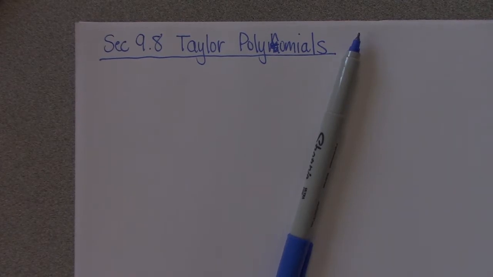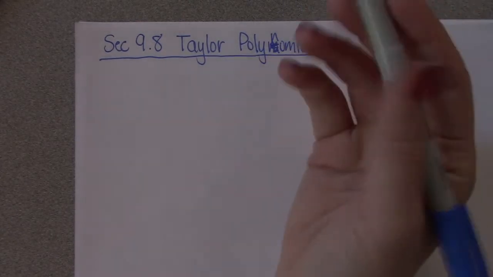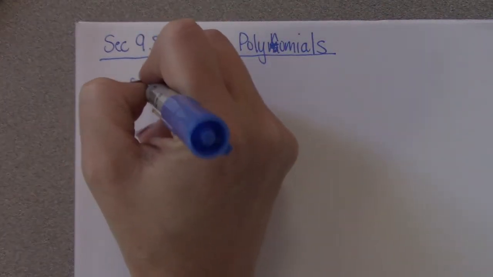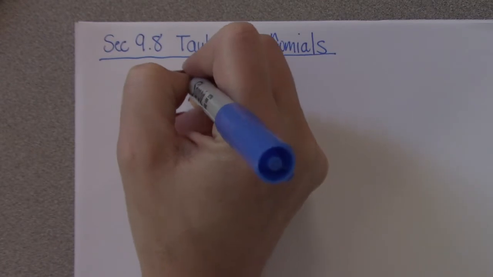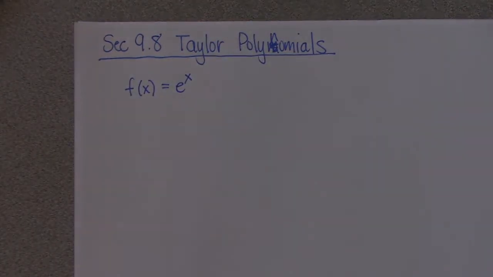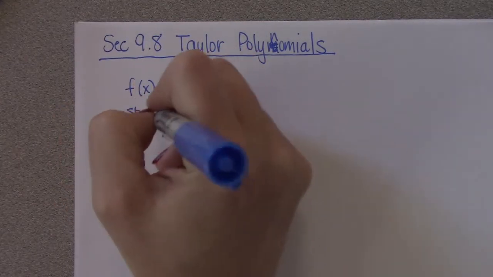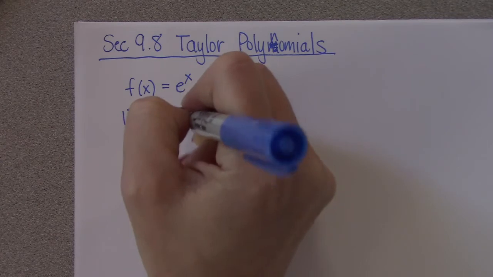So let's start with something really simplistic. If we want to take the function e to the x, and I want to write it as a Taylor polynomial, let's do a first degree polynomial.